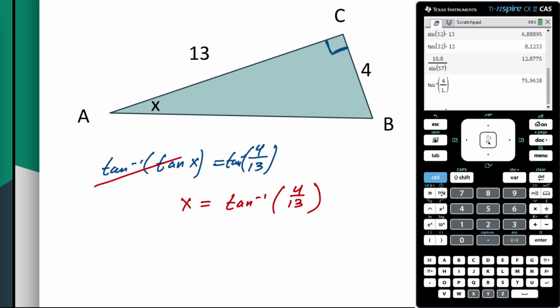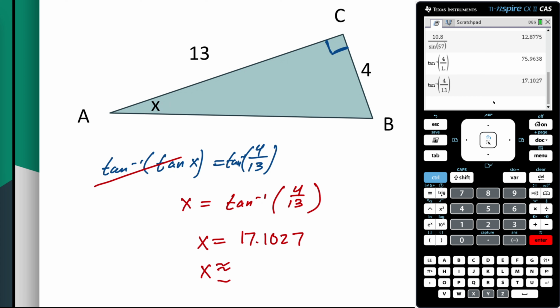And there's my pen. Okay. All right. So I entered it in wrong in the calculator. Shocking, right? So we do the inverse tangent of 4 divided by 13. There we go. And we get 17.1027. So x is equal to 17.1027, or x is approximately 17.10.